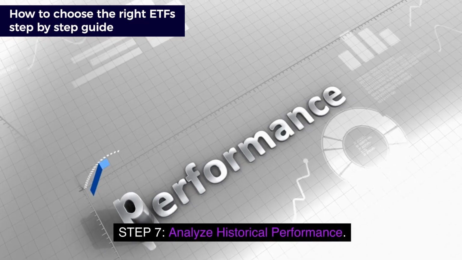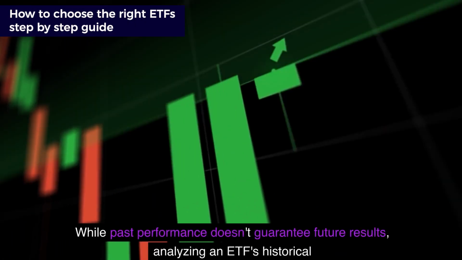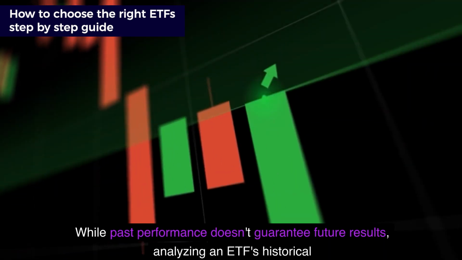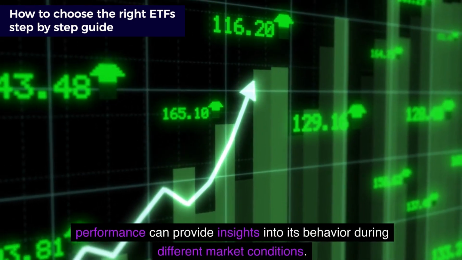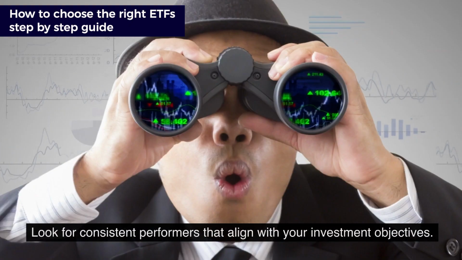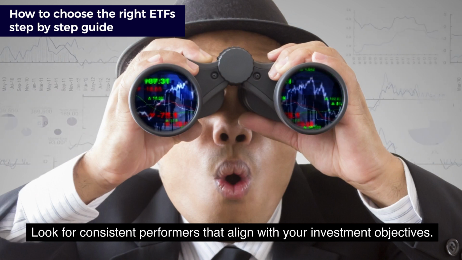Step 7. Analyze historical performance. While past performance doesn't guarantee future results, analyzing an ETF's historical performance can provide insights into its behavior during different market conditions. Look for consistent performers that align with your investment objectives.